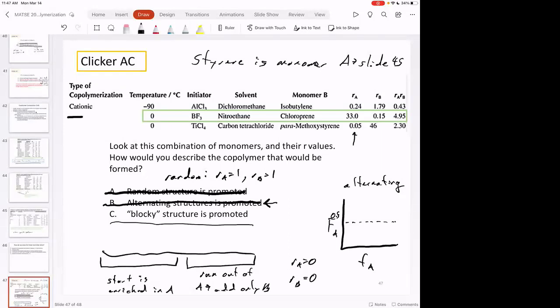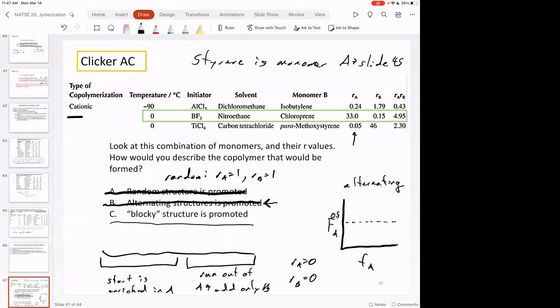But this is an important thought experiment, an important way to think through what's happening as we build polymers for given reactivity ratios and monomer mole fractions. Any questions on that? Any comments?